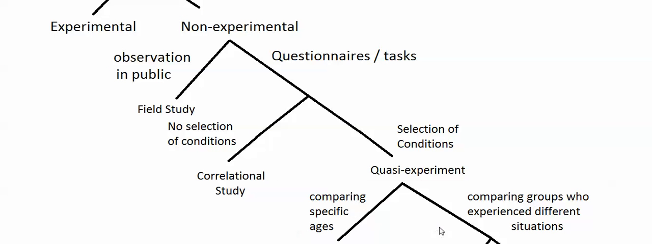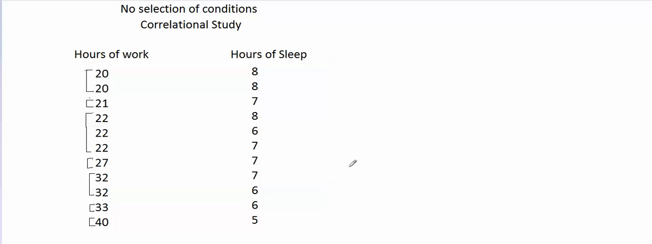Now, what if I did select my conditions? What if I decided ahead of time that I wanted to compare people who work 20 hours per week and people who work 40 hours per week? And in my advertisement for the study, I actually said that I need people who either work 20 hours per week or 40 hours per week. I said that I need those 2 types of people in my study. And then I ended up getting 2 groups of participants.